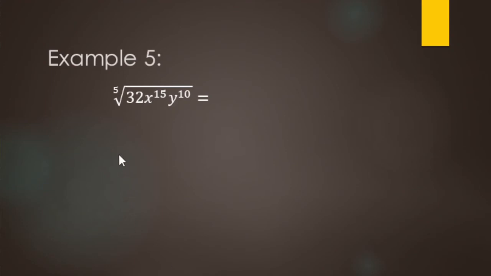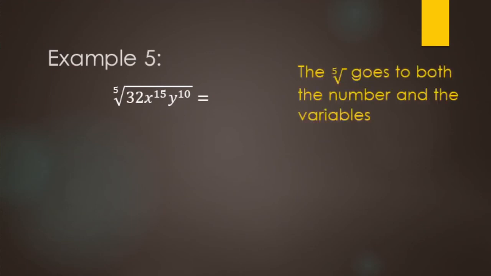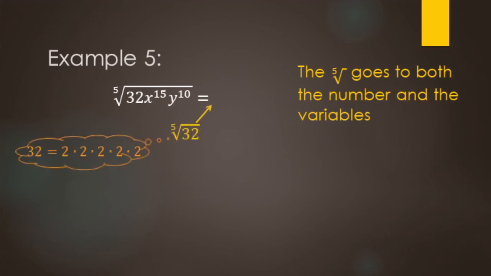All right, so here we go. We're going to do the fifth root of 32, x to the 15th, y to the 10th. We are going to break this up into smaller chunks, make it a little bit easier to work with. So that fifth root, it goes to the 32, it goes to the x to the 15th, and it goes to the y to the 10th. So for the fifth root of 32, in our brains we're thinking 5 of what number being multiplied makes 32? Well, that's going to be 5 2's being multiplied to make 32. So the fifth root of 32 is just 2.